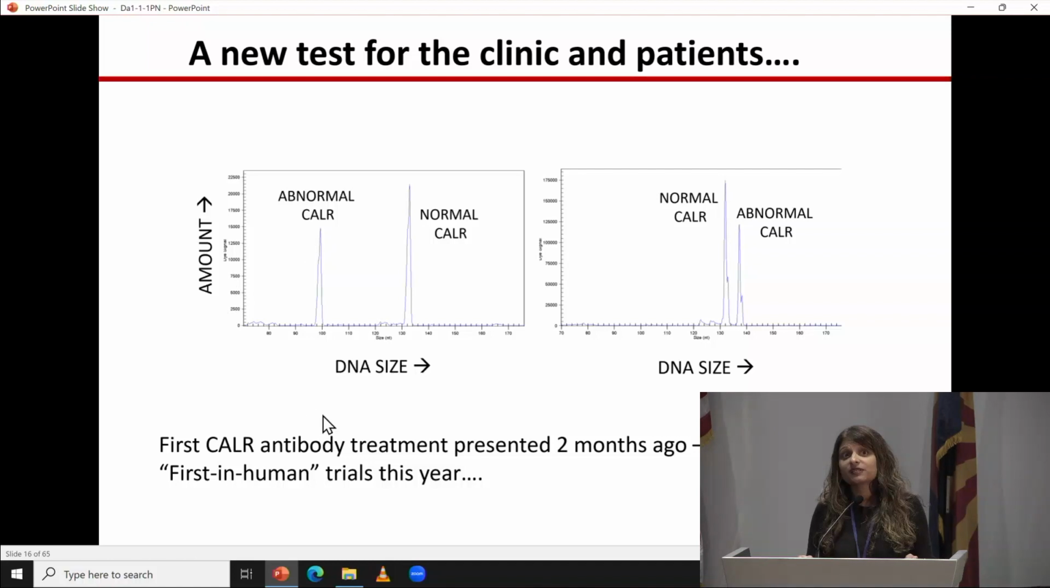And what's even more exciting is the fact that 2 months ago at the American Society of Hematology, one of the drug companies, Incyte, presented data on the first ever CALR antibody, which is really the magic bullet. And first in human trials, which is where you start using the drug to see if it's safe in humans, commenced this year. So it's just amazing how much progress is being made with time and energy.